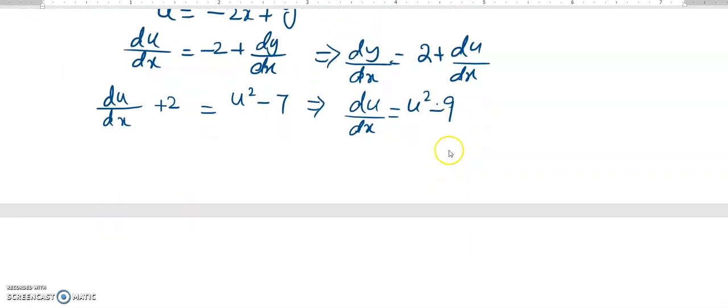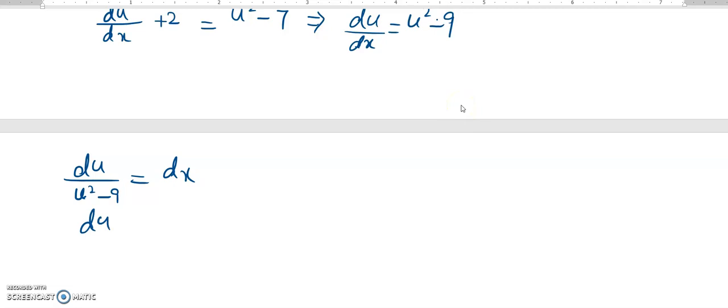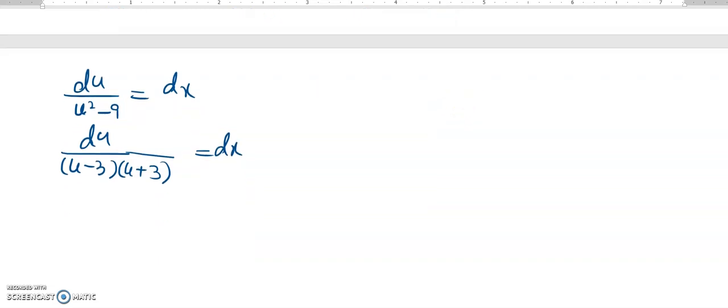So we can separate the variables. So it will be du over u square minus 9 is equal to dx. To find the integral of this, we must factorize it. So you can write u square minus 9 as u minus 3 into u plus 3, dx, and we can make the partial fractions of this.